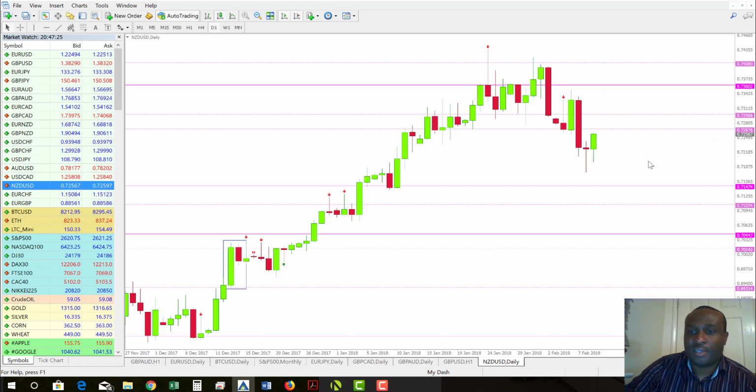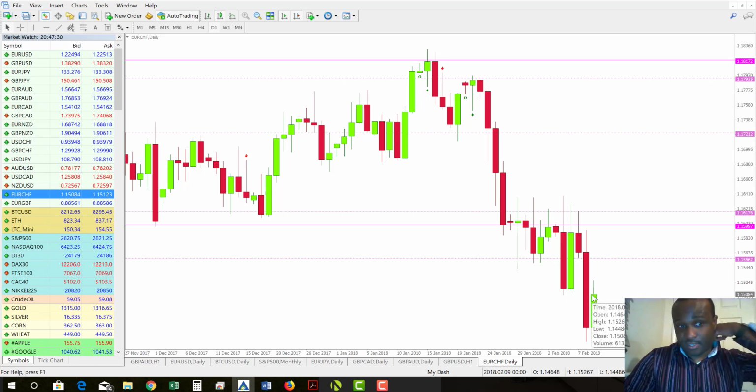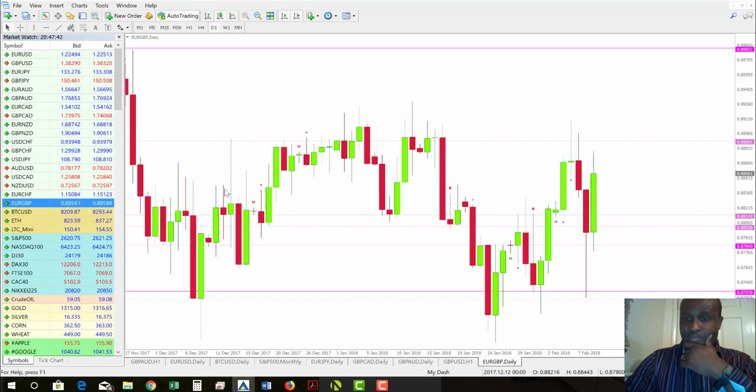NZD USD, nothing really. Euro CHF, I don't trade this because the ATR on the Euro CHF is very, very small. And Euro GBP, again, nothing really to show on this.